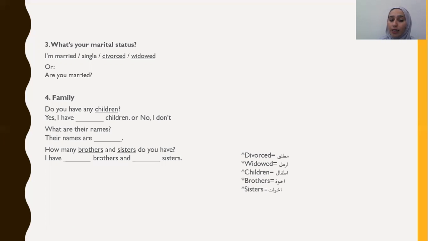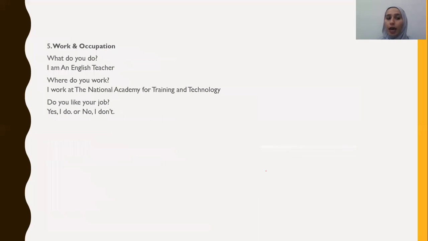How many brothers and sisters do you have, to know how many family members they have? Now after that, you start asking them about work and their occupation. What do you do? What do you do is a question you ask if you want to know their position in the company. For example, I am an English teacher.